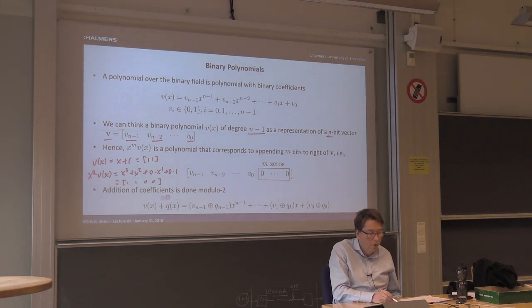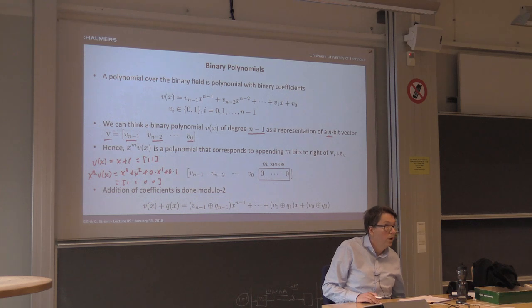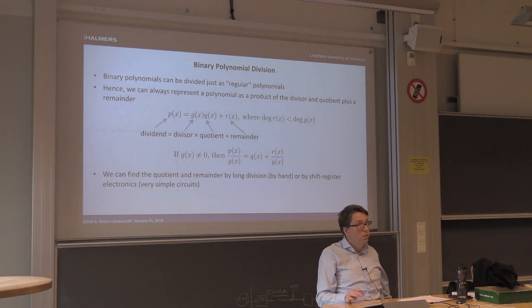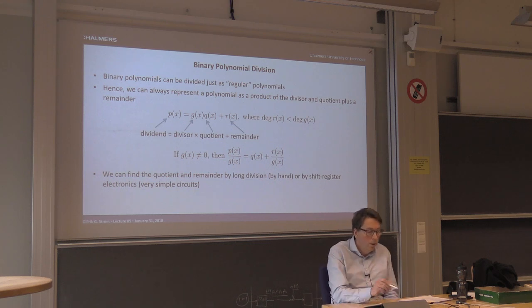Addition of polynomials is done in a regular way. It's just that the coefficients are added, and since they're binary, we add them modulo 2. Okay. So armed with this theory of binary polynomials, we can do many things with these polynomials. We can add them together, we can divide them, and so forth. So binary polynomials can be divided just as regular polynomials.